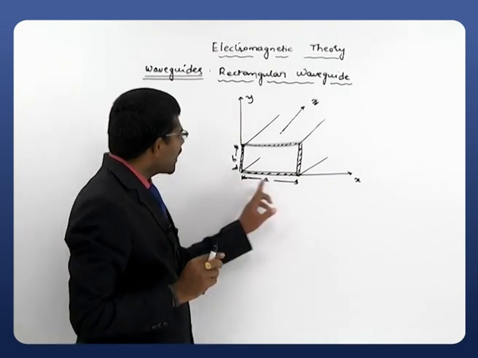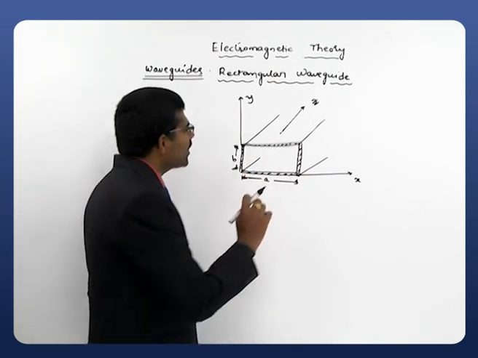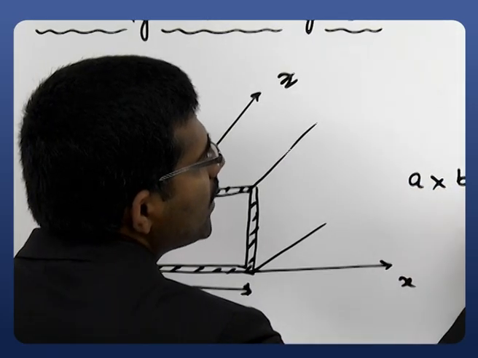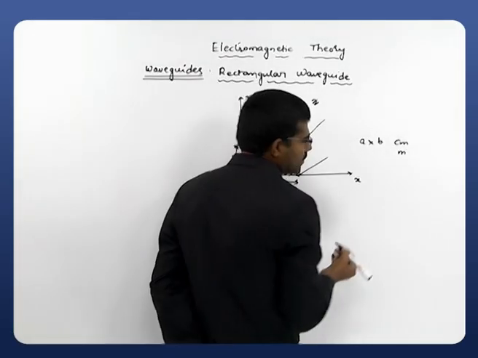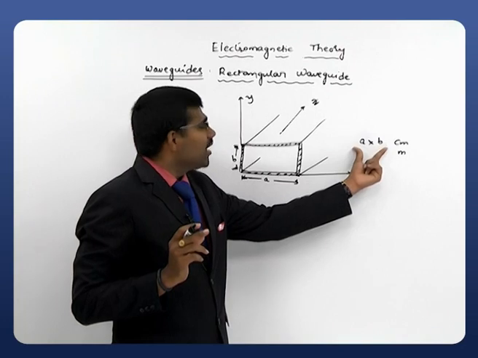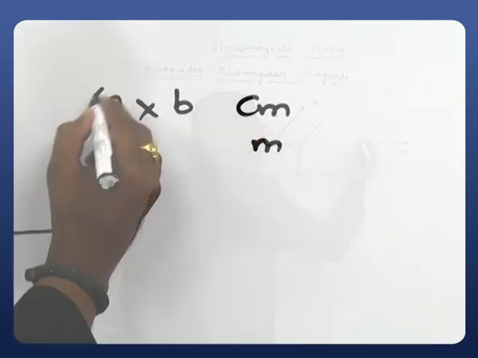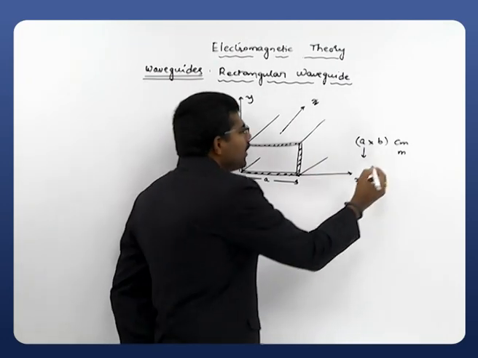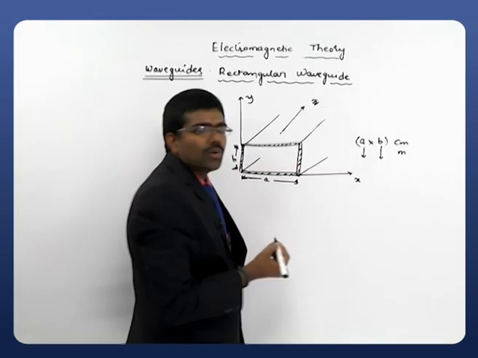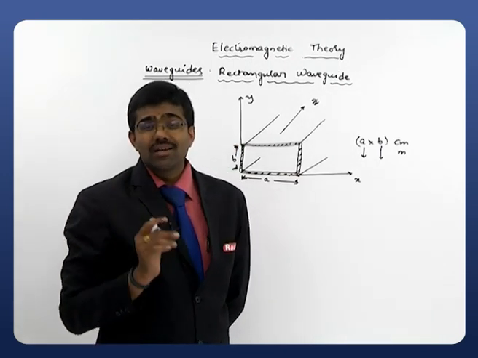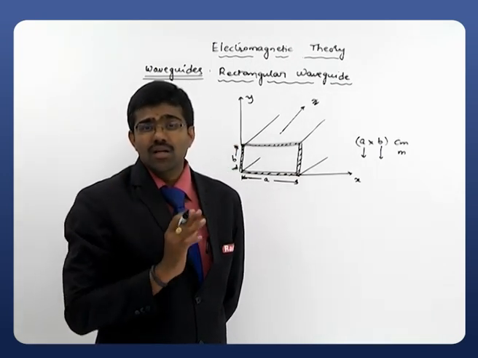Whenever a rectangular waveguide is represented, it will be represented as A by B in either centimeter or meter or millimeter. That purely depends upon the requirement. Whenever A by B is given for our rectangular waveguide, you are supposed to think that A is meant for the broader dimension and B is meant for the narrower dimension. So, this is a simple rectangular waveguide. Now, our main intention is to get the analysis for this rectangular waveguide.